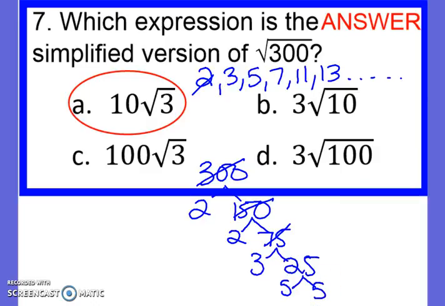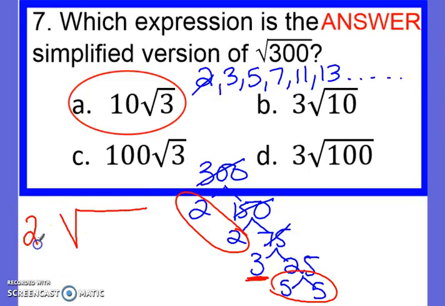Now remember, I need 2 friends to go outside because this is a square root. So 2 has a buddy, 3, you gotta stay inside, and 5 has a buddy. So when I do my square root, 2 gets to come outside, 3 has to stay inside, 5 gets to come outside, and that's a multiplication. So 2 times 5 is 10, and then we just got square root of 3 in there.